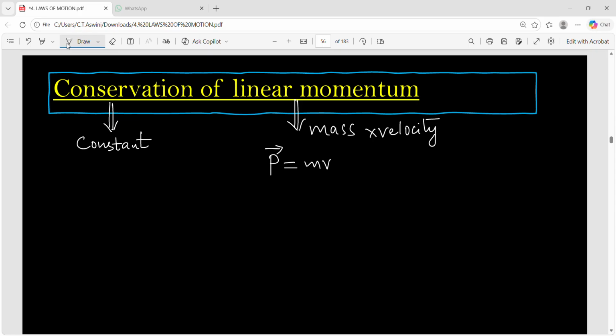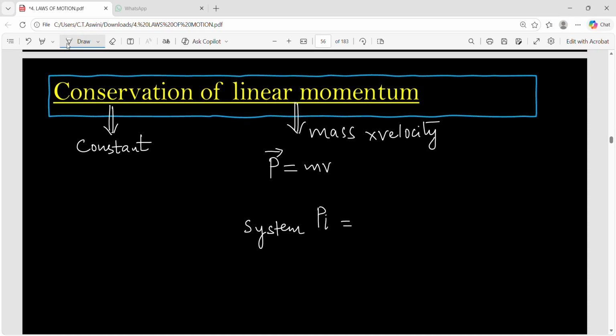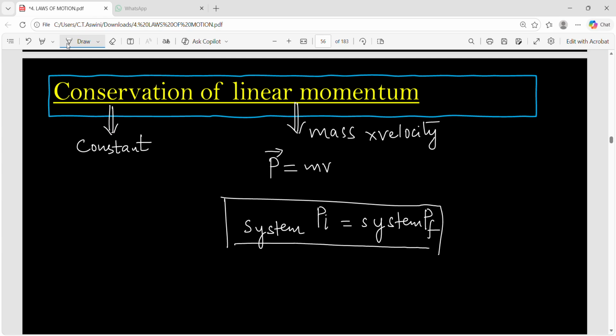So for example, you consider any example like firing of a gun, bullets are ejected from the gun, or a collision between two objects. So if you consider any such process, before the process and after the process, the linear momentum remains the same. And always remember, we have to take the system as a whole. So system's initial momentum will be equal to system's final momentum. That is the meaning of conservation of momentum.